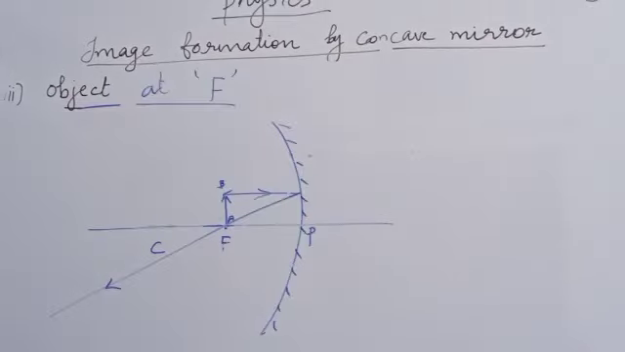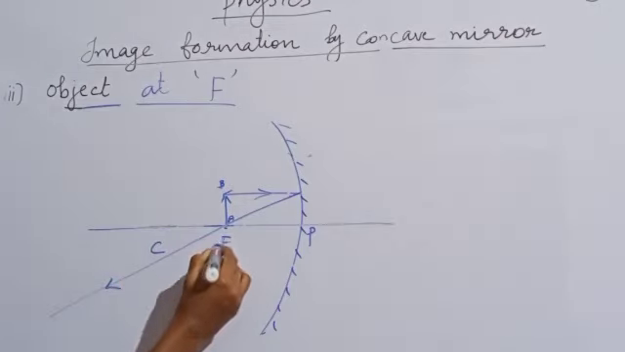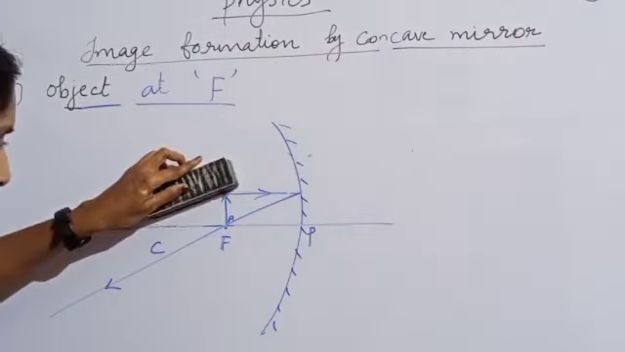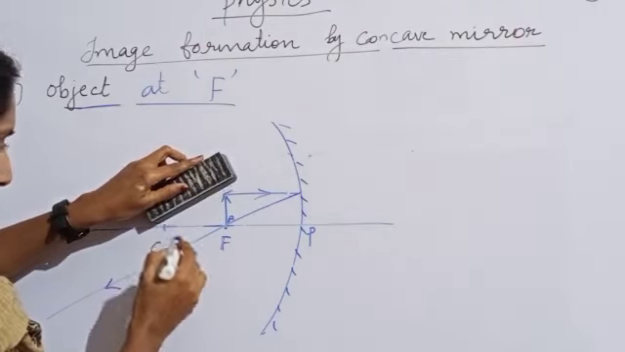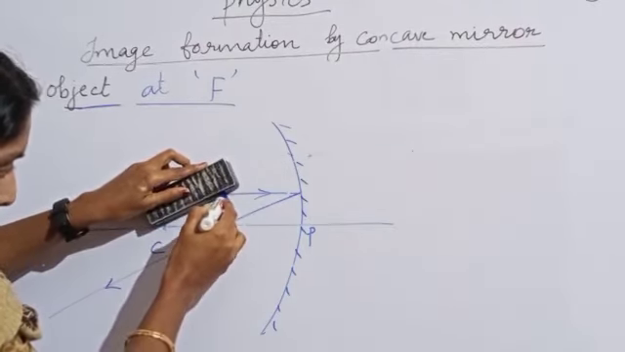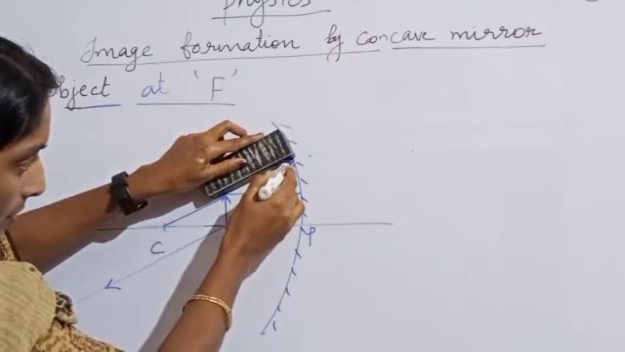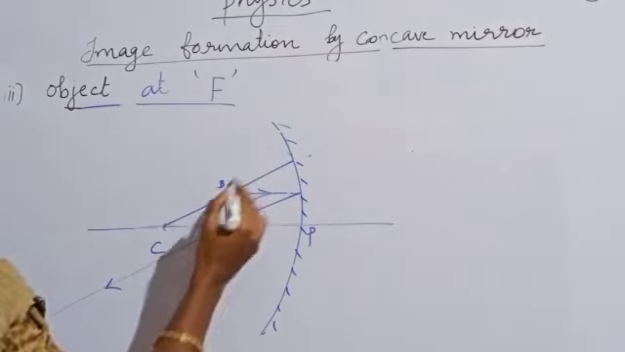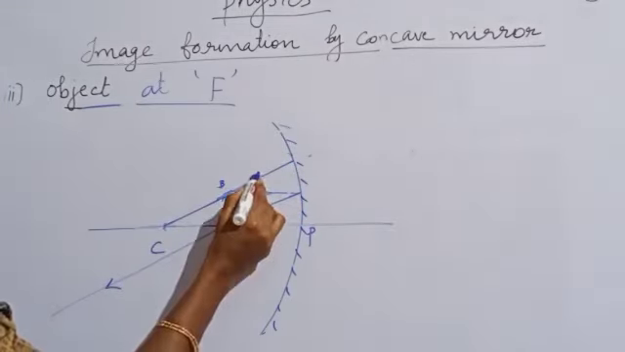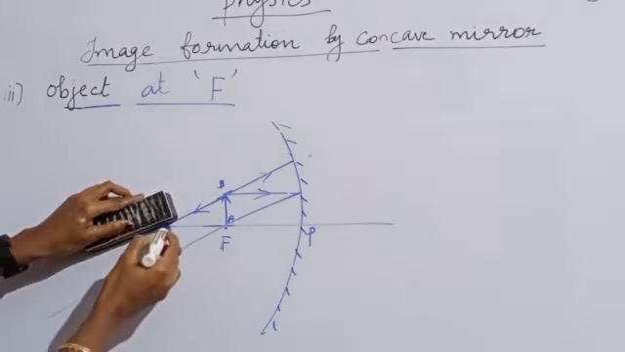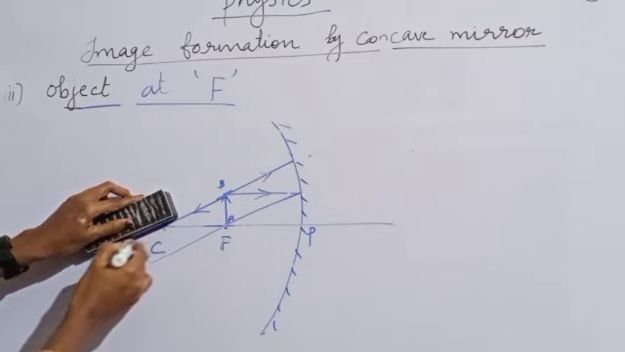Next, the object at F. The position of the object is at focus F. So where will the image be formed? We are using the first rule: a parallel ray, after reflection, passes through the principal focus. Next we can use one more rule when the object is placed at F. We select the second rule: when the light rays pass through the center of curvature, after reflection they return back along the same path. So this light ray emerges like this, going along the same path.